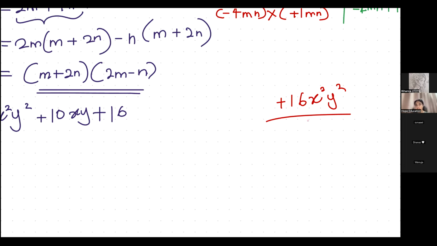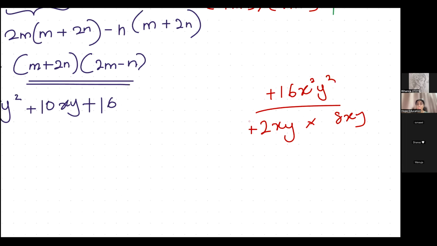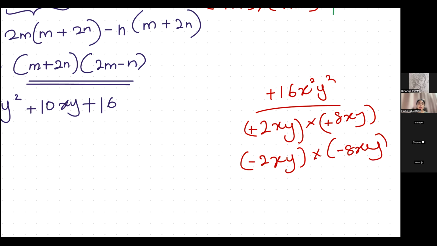So, I'll just write this, right? 2xy multiplied by 8xy, we get 16 x squared y squared, right? So this can be plus 2xy multiplied by plus 8xy, or it can be minus 2xy multiplied by minus 8xy. Okay. Then we are going to add and check.